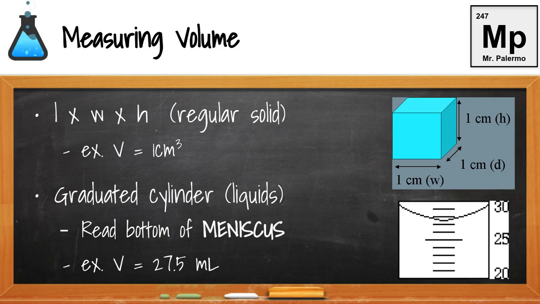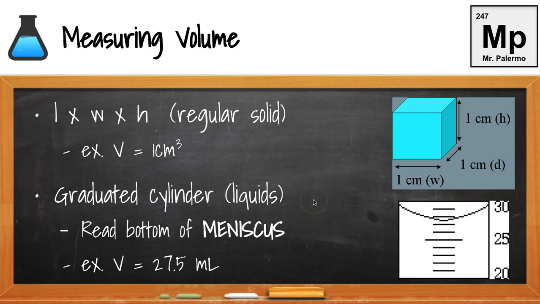So how do we measure volume? Well, it depends on what the substance is. If it's a regular solid like a cube, we could use length times width times height. So in this example here, if it's a cube, each side is 1 centimeter. So 1 centimeter times 1 centimeter times 1 centimeter gives us a volume of 1 centimeter cubed.